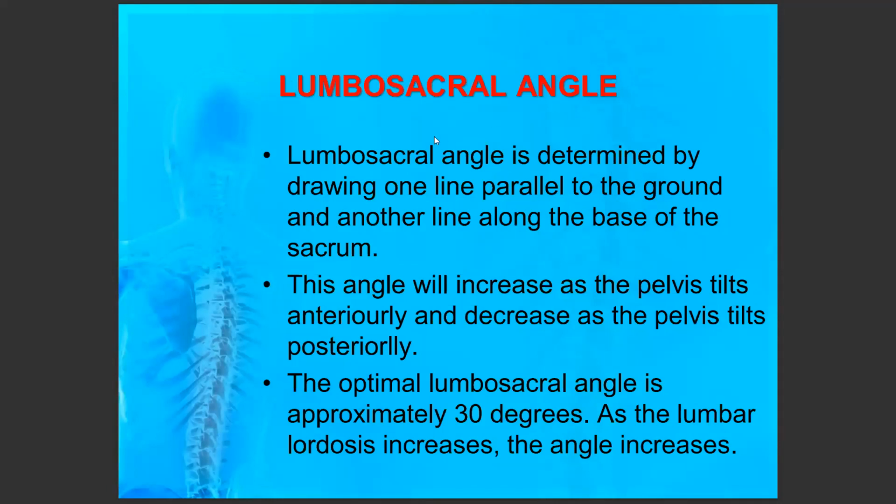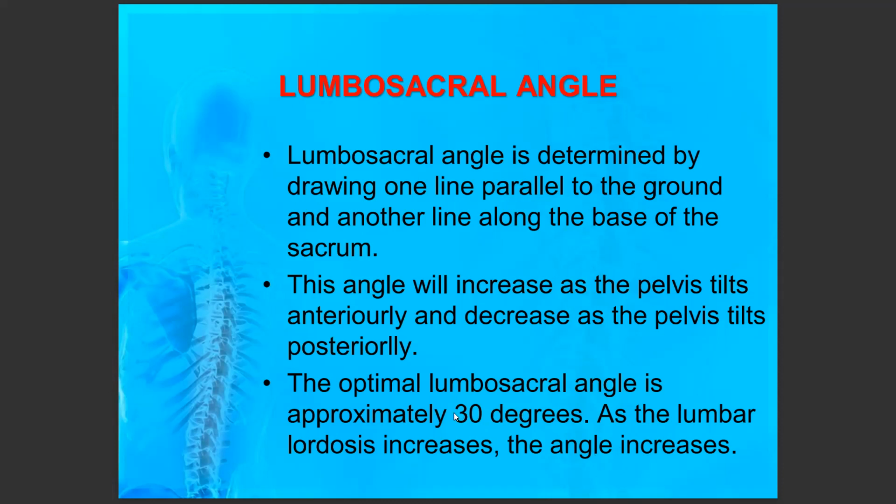The lumbosacral angle is determined by drawing one line parallel to the ground and another line along the base of the sacrum. The angle increases as the pelvis tilts anteriorly and decreases as the pelvis tilts posteriorly. The optimal lumbosacral angle is approximately 30 degrees. As the lumbar lordosis increases, the angle increases. And if there is a decrease in the lumbar lordosis, there will be a decrease in the angle.